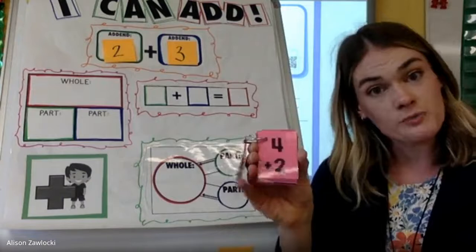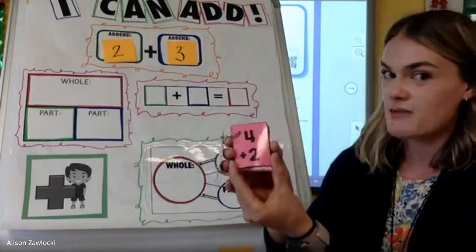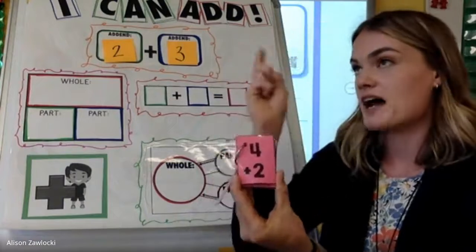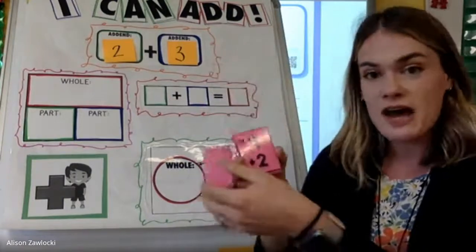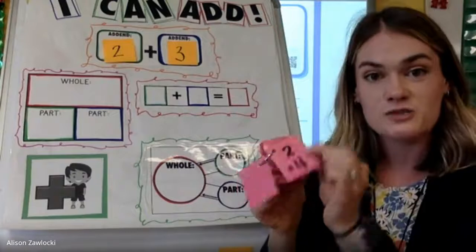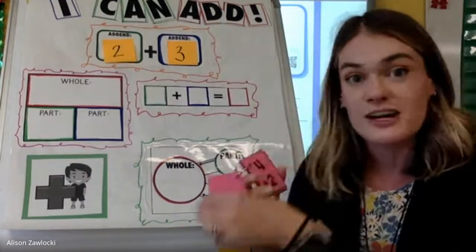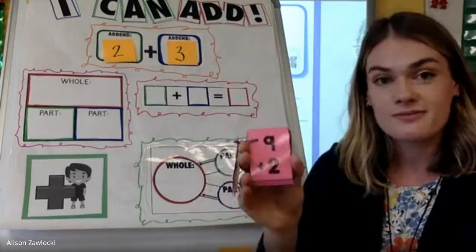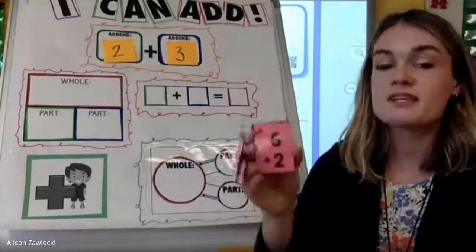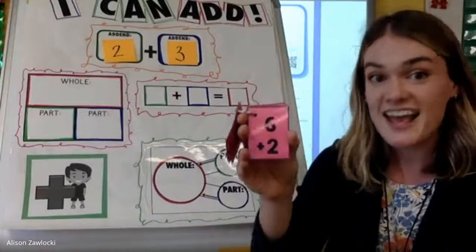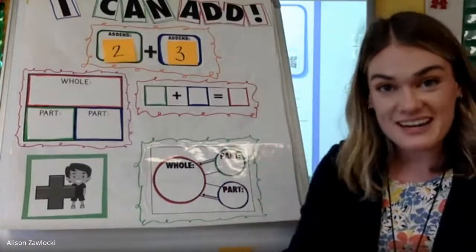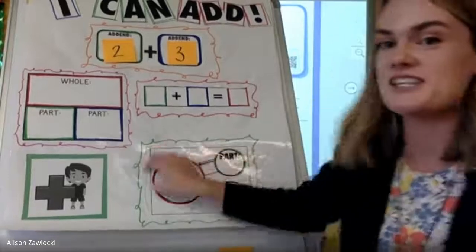Oh, this is 4 plus 2. Let's see if that's the same answer. Put the bigger number in your head. 4, 5, 6. It is. So no matter what number you add first, when you add 2 of the same numbers together, it gives you the same total. 9 plus 2, 11. Good. 6 plus 2, 8. Great. One more. 1 plus 2, 3. Great job.